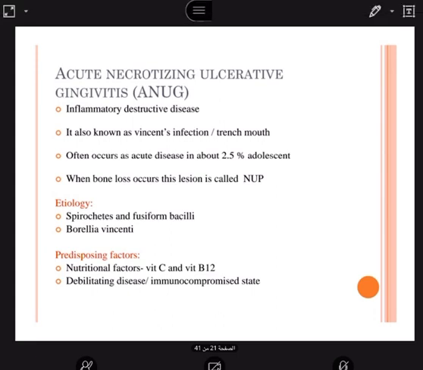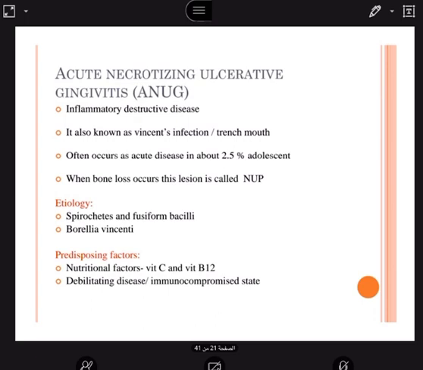Coming to acute necrotizing ulcerative gingivitis, ANUG. It's an inflammatory destructive disease. Please note down, it is also known as Vincent's infection or trench mouth. It often occurs as an acute disease in about 2.5% of adolescents, not very small children. It is very rare to see in small children, but in slightly older children you will find it.